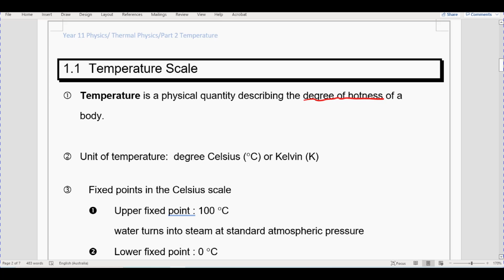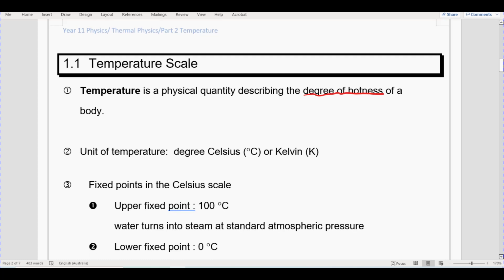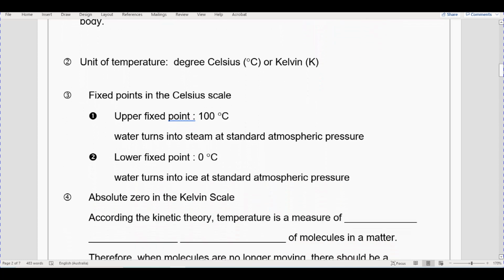There are two major units we will see in our study. One is degrees Celsius and the other is Kelvin. Of course, there are other temperature units, but we are going to focus on these two only. For degrees Celsius, there is a little circle and a capital C. For Kelvin, there's only K.